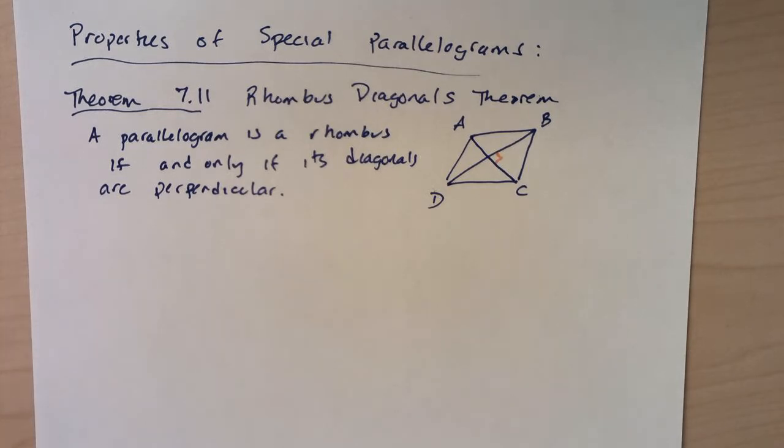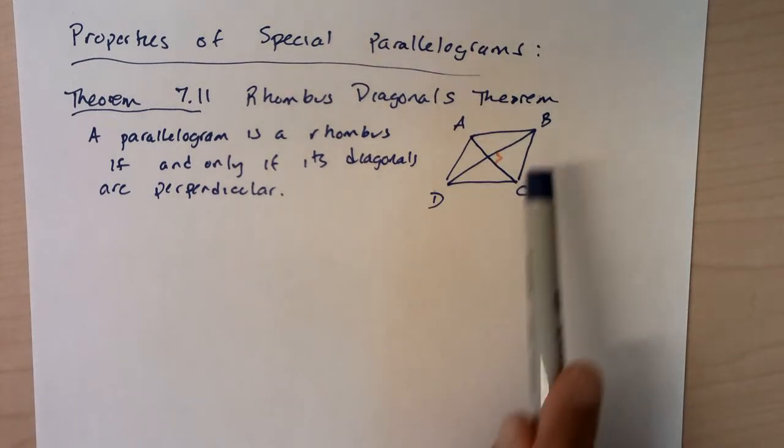Now we'll talk about properties of special parallelograms in the form of theorems. The first theorem is theorem 7.11, the rhombus diagonals theorem. So you have a parallelogram. A parallelogram is a rhombus if and only if its diagonals are perpendicular.